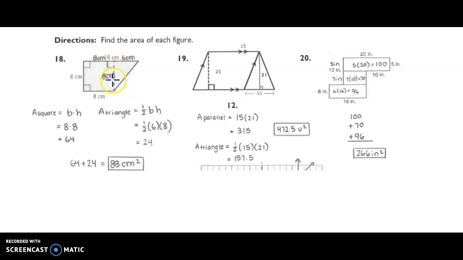And then here we split it. We drew in this dashed line to create a square. That's why you have the area of the square, and then you have the area of the triangle here.